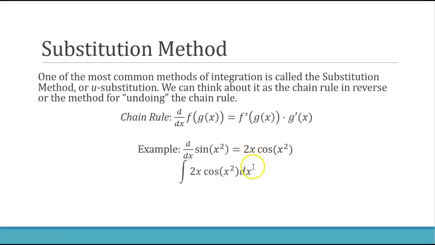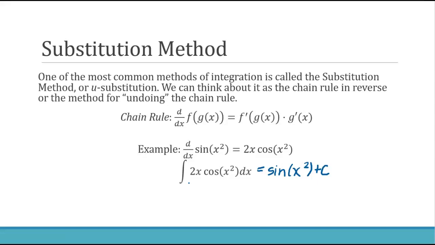So now, if immediately after taking that derivative I were to ask you, what is the antiderivative of 2x cosine of x squared dx? Well, of course, hopefully you could tell me that this antiderivative is sine of x squared plus c. Because, of course, we just took the derivative previously and we saw what this answer was, and now this answer is in the integrand.